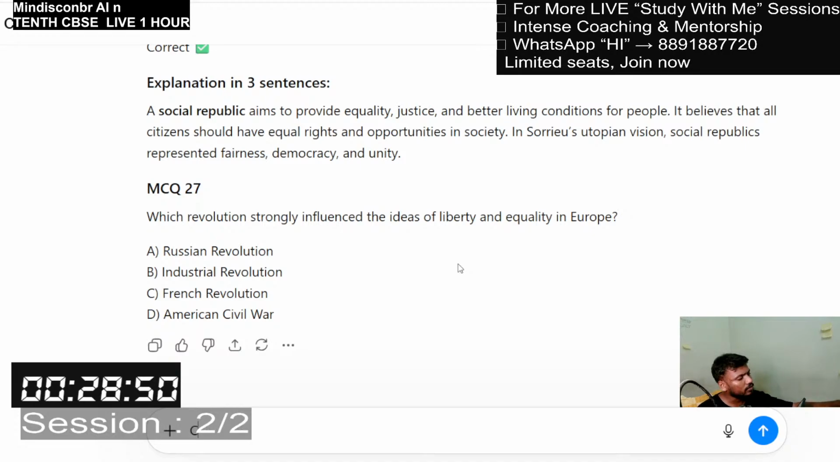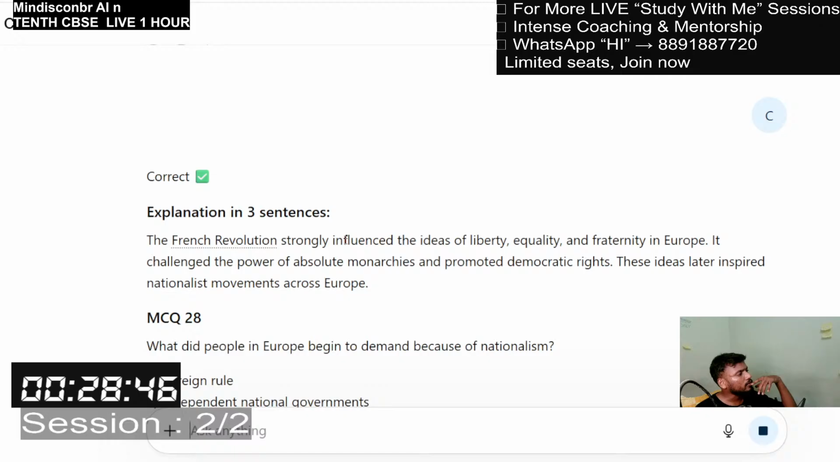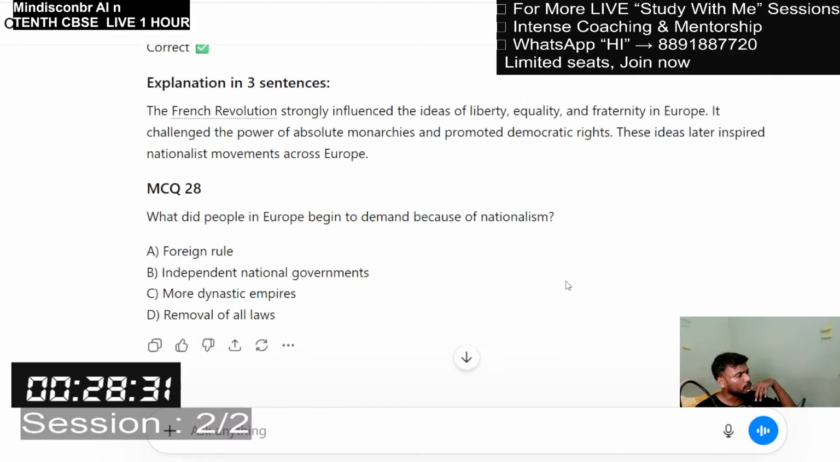Which revolution strongly influenced the ideas of liberty and equality in Europe? French Revolution. The French Revolution strongly influenced the ideas of liberty, equality, and fraternity in Europe. It challenged the power of absolute monarchies and promoted democratic rights. These ideas later inspired nationalist movements across Europe.